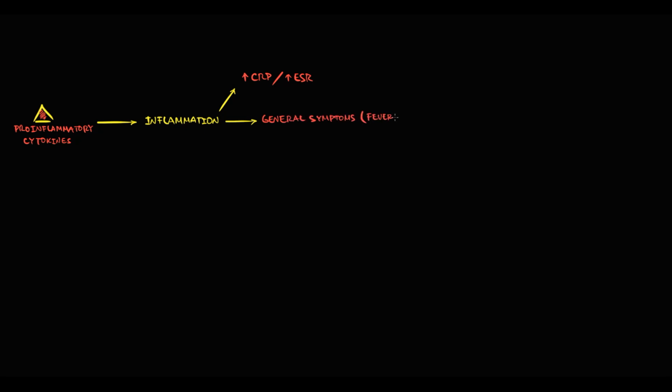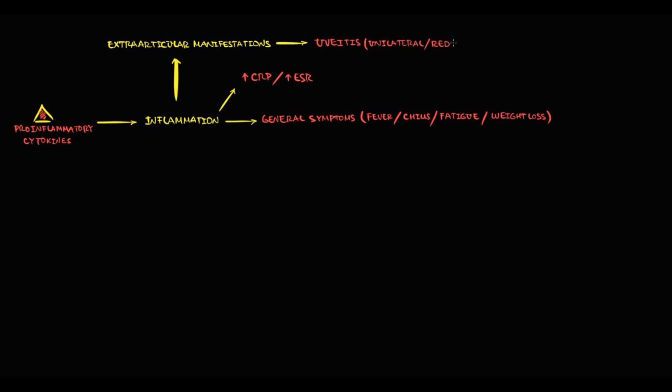First of all, proinflammatory cytokines cause severe inflammation, and the markers of severe inflammation are elevation of C-reactive protein and increase in erythrocyte sedimentation rate. Also, severe inflammation causes general symptoms, such as fever, chills, fatigue, and weight loss. Severe inflammation can also provoke extraarticular manifestations. The most common extraarticular manifestation is uveitis. Uveitis typically affects just one eye. It causes red eye, pain, and photophobia.